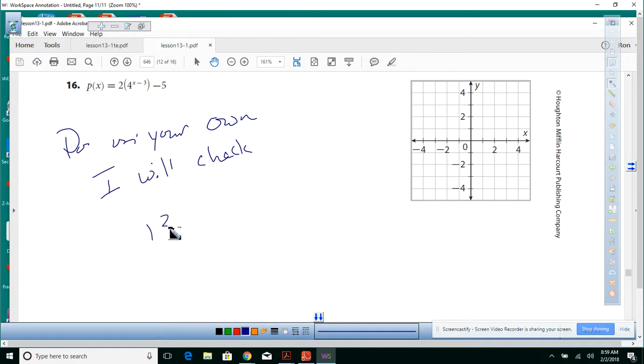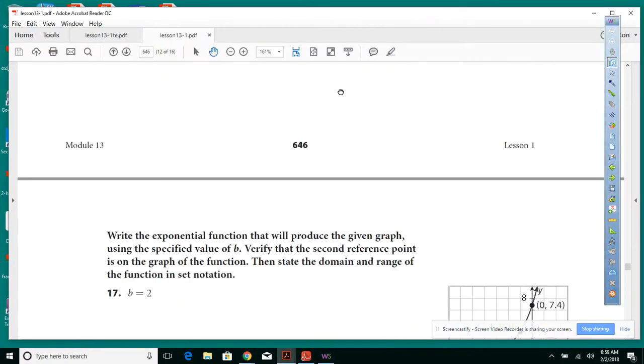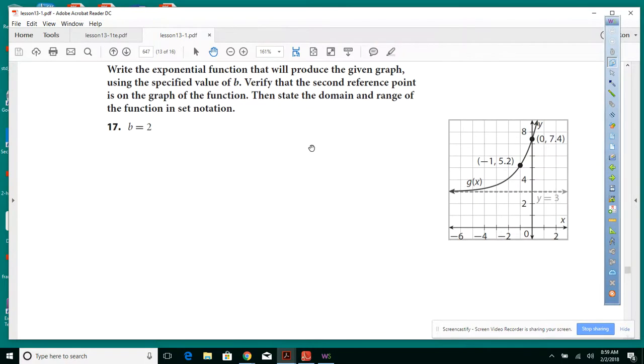So that's 13, that's 14, and 16. Okay, that's 3 for you to try. Oh, 17. Write the exponential function that will produce the graph using the specified values of b, and the second reference point is on the graph of the function. Then state the domain and range.